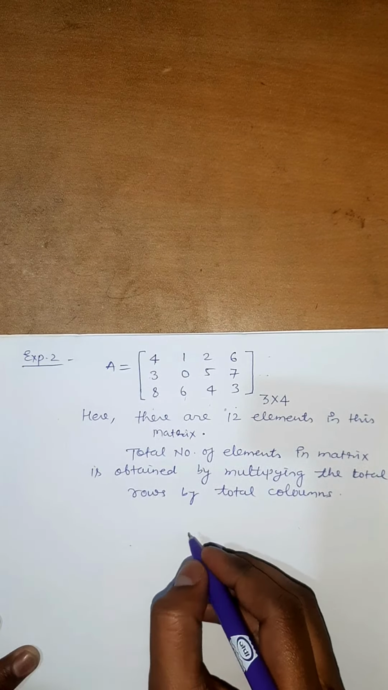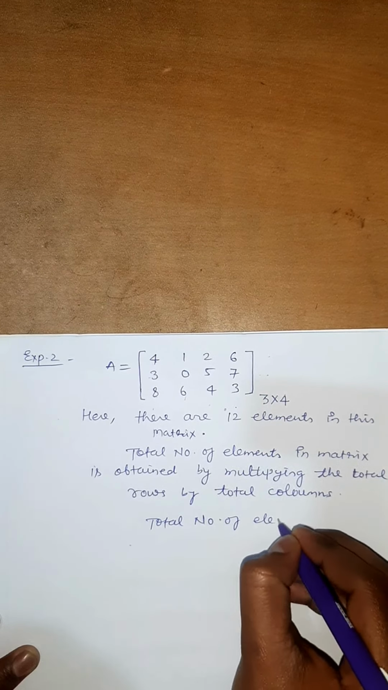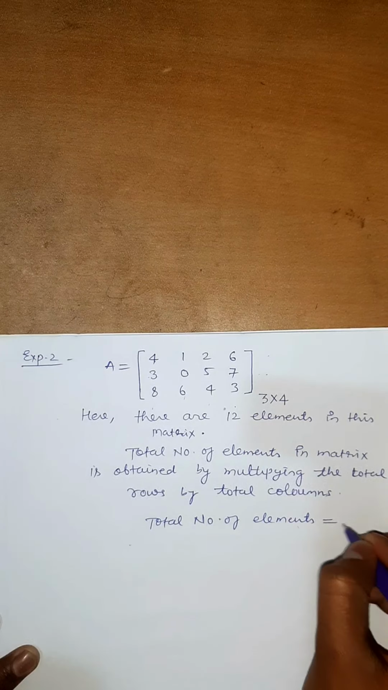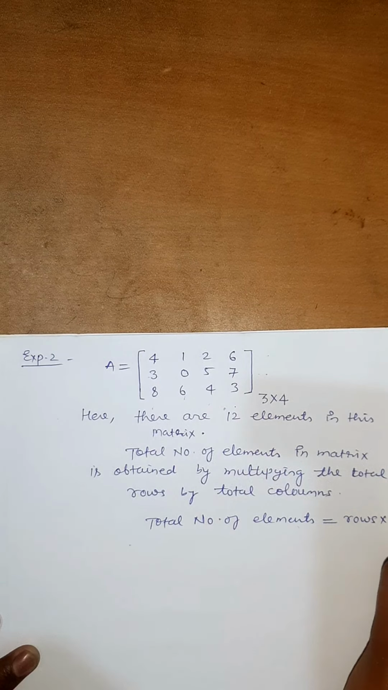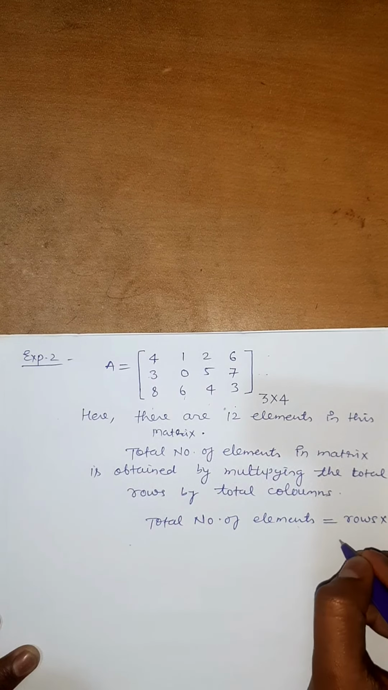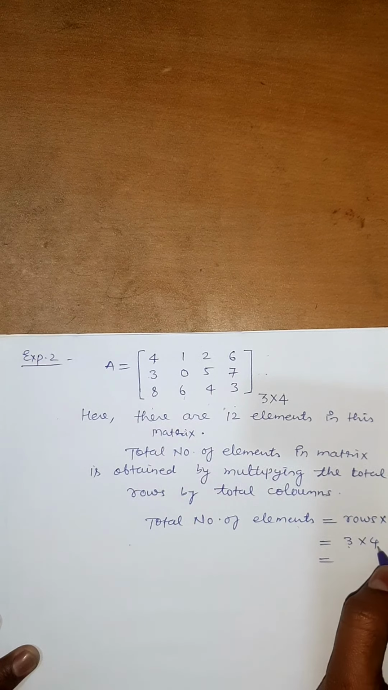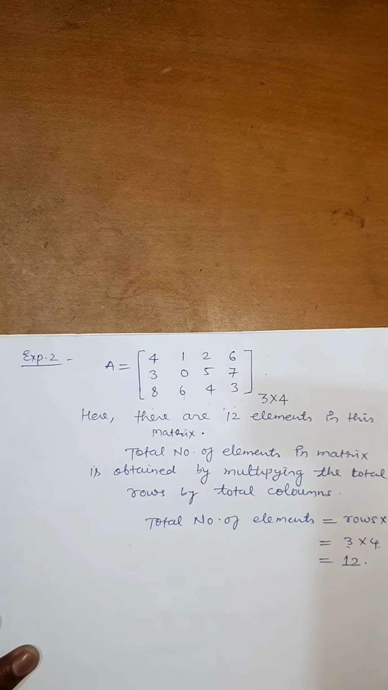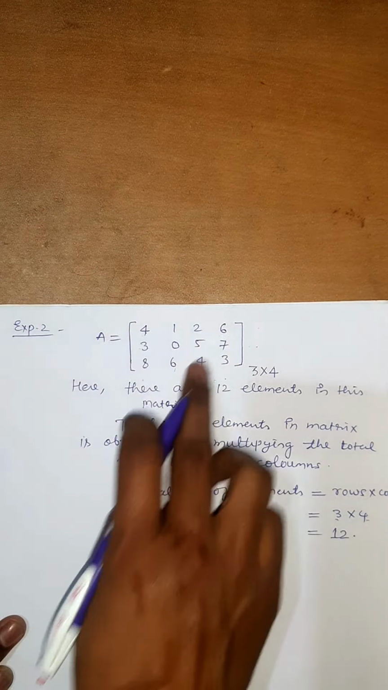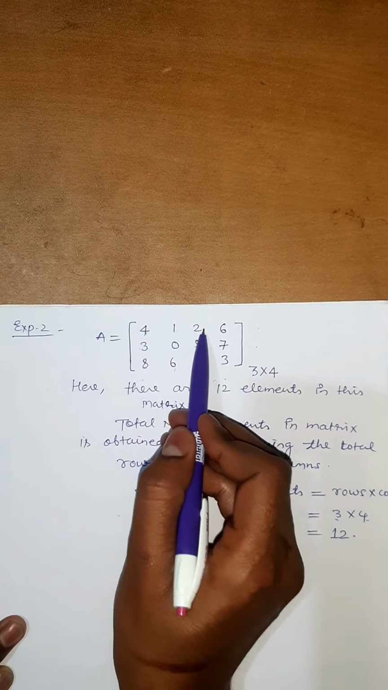So total number of elements equals rows cross columns. So there are 3 rows and 4 columns. So 3 multiplied by 4, 3 cross 4 equal to 12. So in this matrix there are 12 elements, say A11, A12, A13.